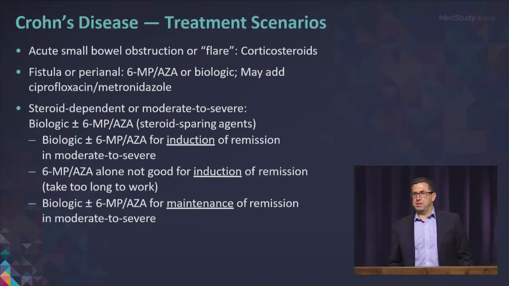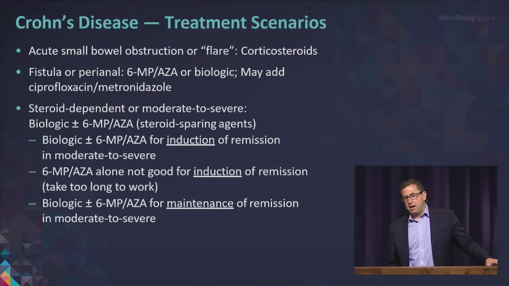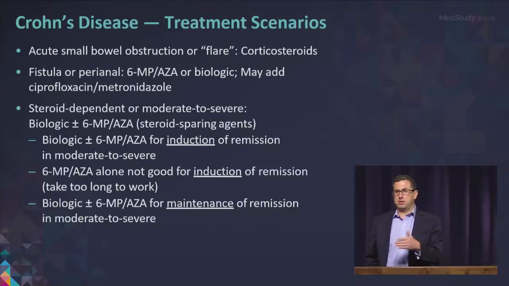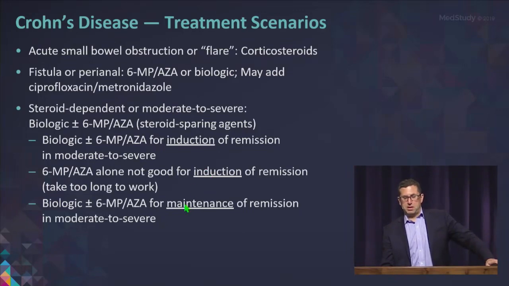Some treatment scenarios that you may see in clinical practice are on a test. So if there's acute small bowel obstruction or a flare, you may want to start the patient on steroids, IV steroids potentially, but again, you don't want to leave them on that long term. If the patient has fistula or perianal disease, 6-MP azathioprine or biologics could work, as can certain types of antibiotics like Cipro or Flagyl. If the patient has steroid-dependent or moderate to severe disease, you really want to put them on a biologic plus minus 6-MP azathioprine, because these are steroid-sparing agents, and the goal is to get the steroids off.